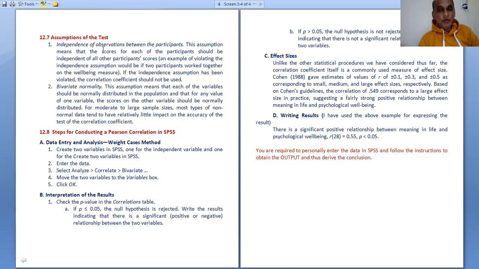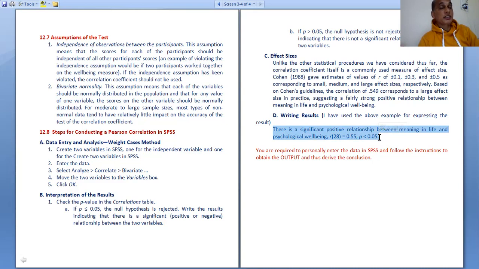And how are we going to write the result? The results are to be mentioned this way: there is a significant positive relationship between meaning in life and psychological well-being. So r within brackets 28, where 28 is the degrees of freedom, n minus 2. We have 30 students who participated in the study, and two variables: one is meaning of life, and the second is psychological well-being. So n minus 2 is 28, and the r-value was coming to 0.5 something. So that is what we have mentioned over there.